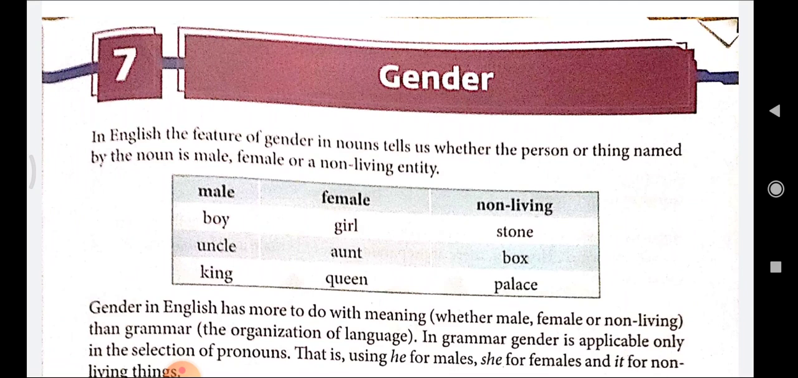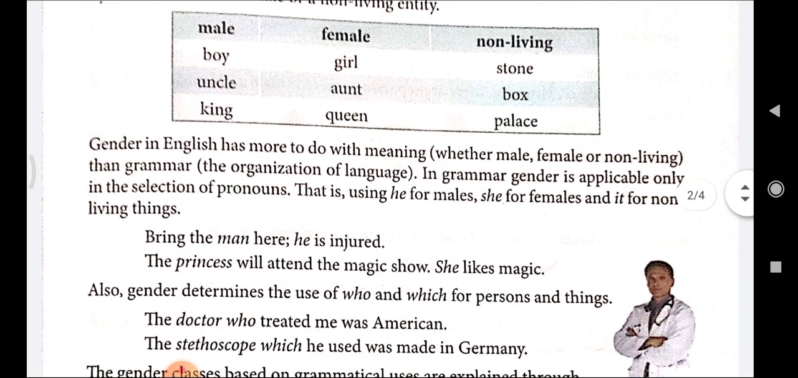Gender in English has more to do with the meaning than grammar. In grammar, gender is applicable in the selection of pronouns. That is, using he for males, she for females, and it for non-living things. The example given here is, bring the man here, he is injured. So here, with the reference to the man, we used he as a pronoun. The second example is, the princess will attend the magic show. She likes magic. So in reference to princess, we used she.